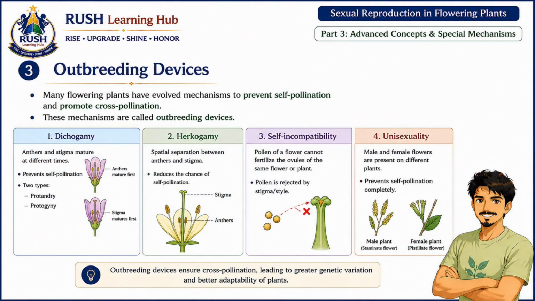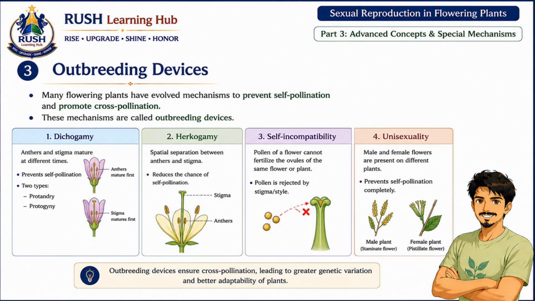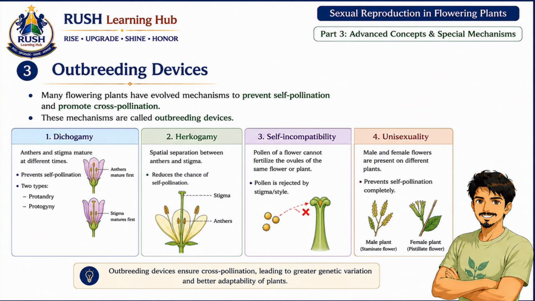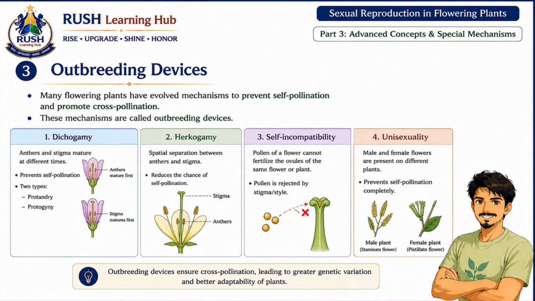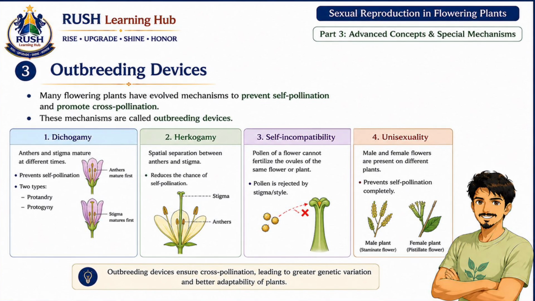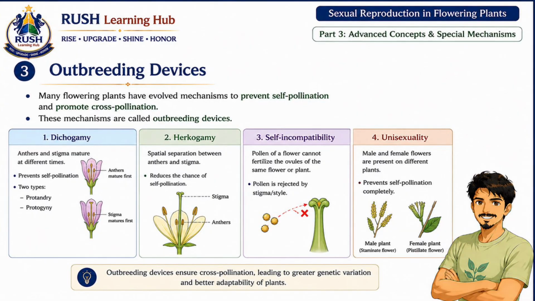Now let us study outbreeding devices, an important concept in plant reproduction. Many flowering plants have evolved special mechanisms to prevent self-pollination and encourage cross-pollination. These mechanisms are known as outbreeding devices.